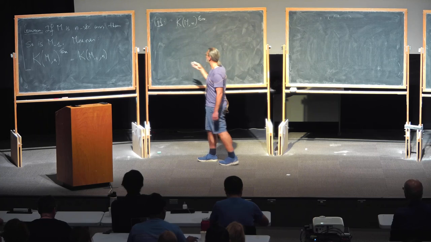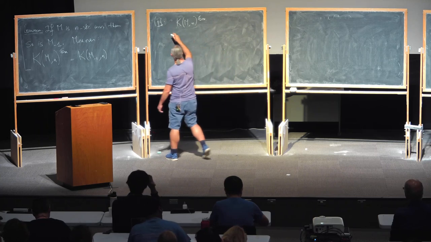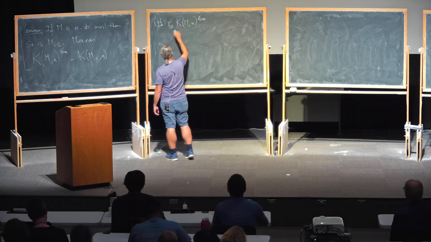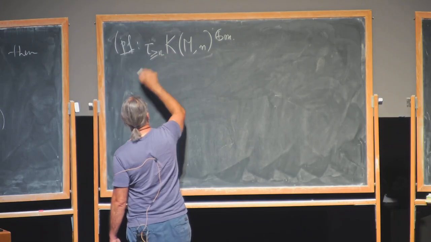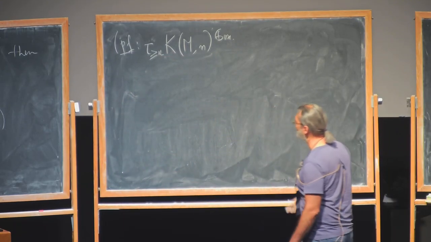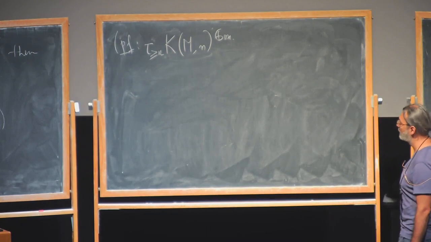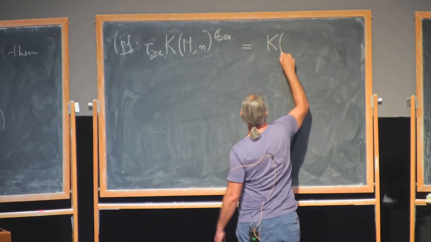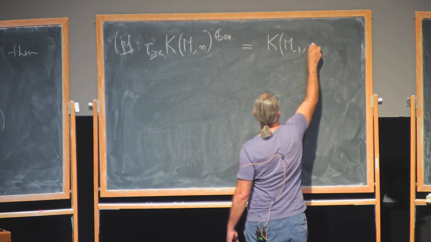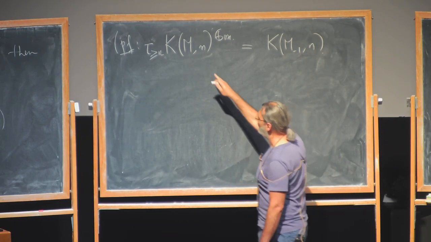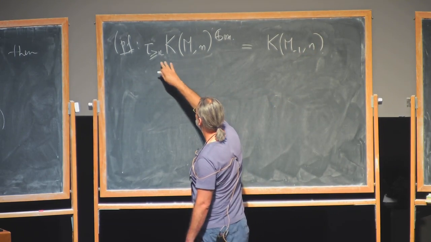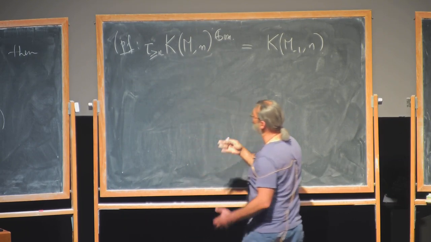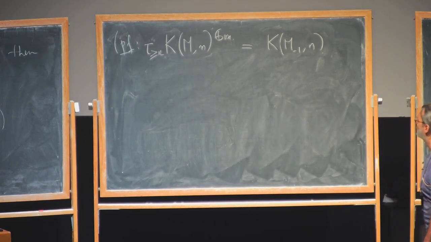But what is easy to see is that if you truncate, if you take the n-connected cover of this guy, that's an easy exercise. You would see that this is equal to K(M_{-1}, n). Right, this is somehow an untruncated object. So this would be an Eilenberg-MacLane space, and it's easy to compute the homotopy groups of this.